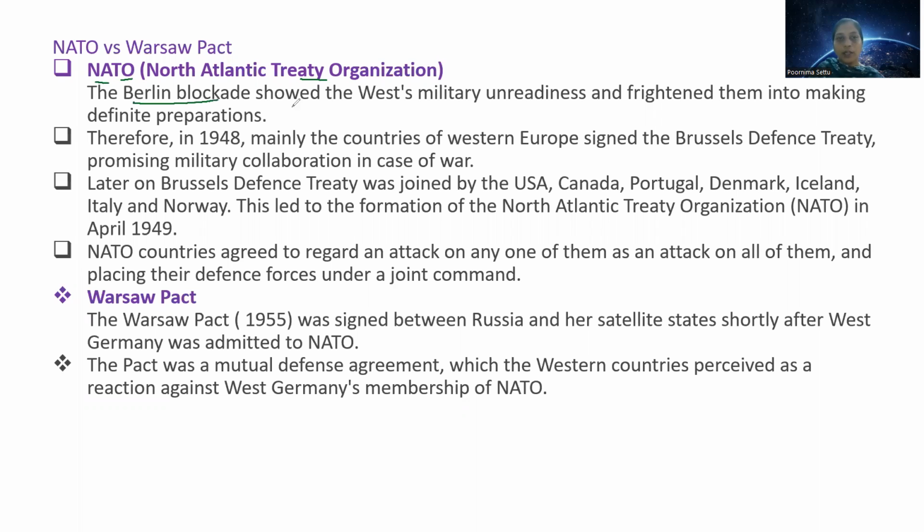The Berlin blockade showed the West's military unreadiness, and they got frightened into making definite preparations. In 1948, the Western European countries signed the Brussels Defense Treaty. It was signed by Western Europe, and they promised military collaboration in case of war. If there is any war, they will provide military service.